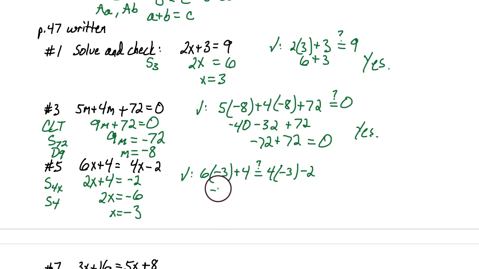6 times negative 3 is negative 18. Negative 18 add 4 is negative 14. On the right side, 4 times negative 3 is negative 12. And negative 12 subtract 2 is negative 14. This answer checks.